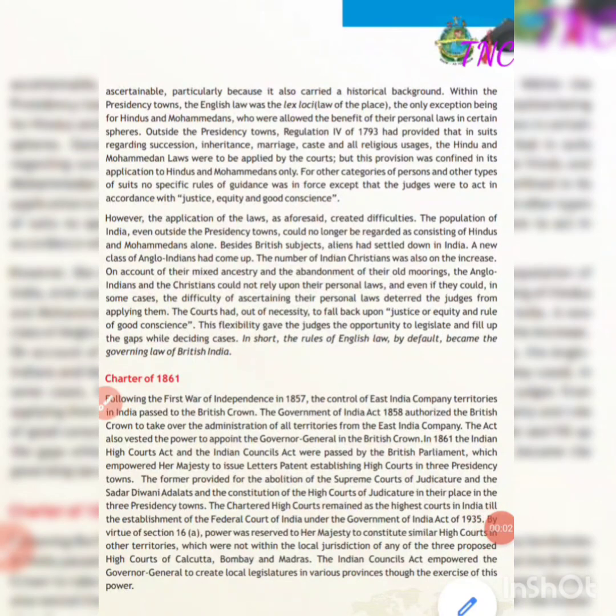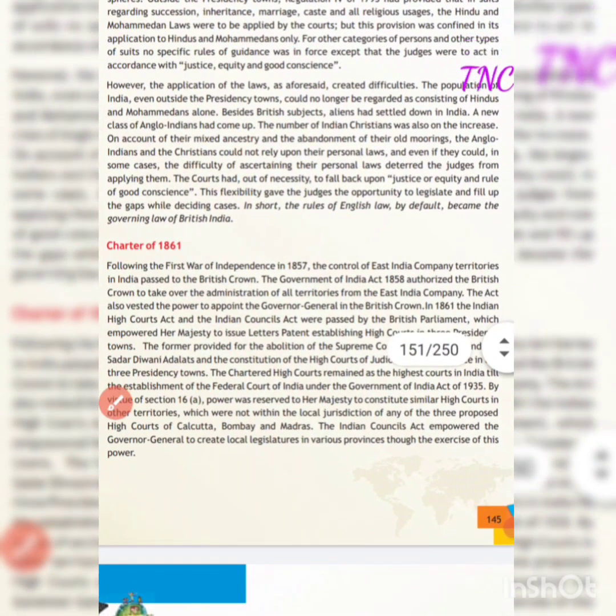Hello guys, so let's begin from the Charter of 1861. Following the First War of Independence in 1857, control of East India Company territories in India passed to the British Crown, because at that time the British government felt that, after the huge Sepoy mutiny of 1857, the administration and the kind of ruling that the British were doing on their own territories was quite disappointing for the British government, and it was poorly administered.